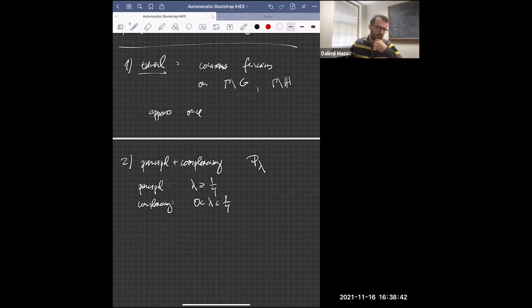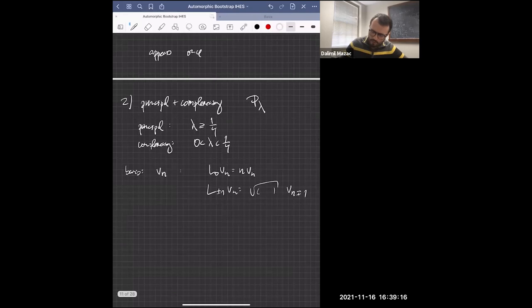These are infinite dimensional representations which have exactly one vector of each charge under rotations, so there's a basis for them. We have L0 Vn is n times Vn, and L plus or minus one acting on Vn is some square root of something that's not too important times Vn minus plus one. So L plus or minus one move you between different n, as I already said many times. But now let's imagine that we have such a representation.